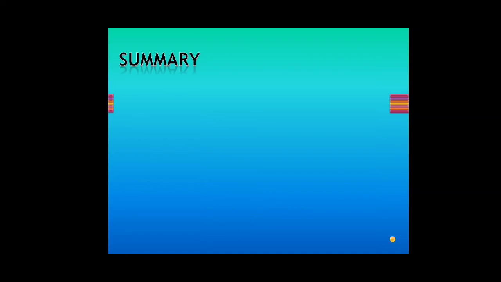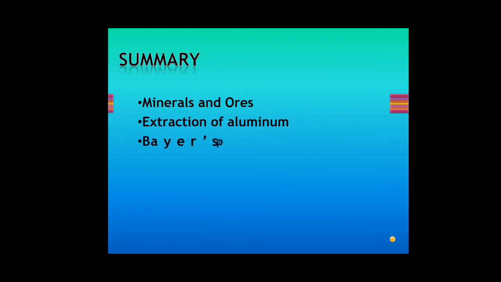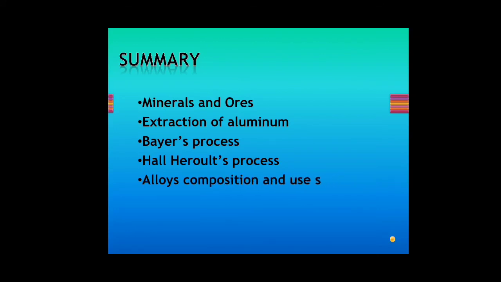So let's summarize everything that we have covered in this chapter. First we have seen minerals and ores. Then it was extraction of aluminium. Then was the Bayer's process. We then saw the Hall-Héroult process, alloys, their composition and their uses. So I hope that all the topics taught in this chapter are clear to you. Thank you.